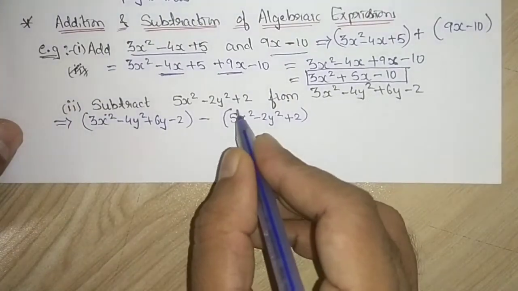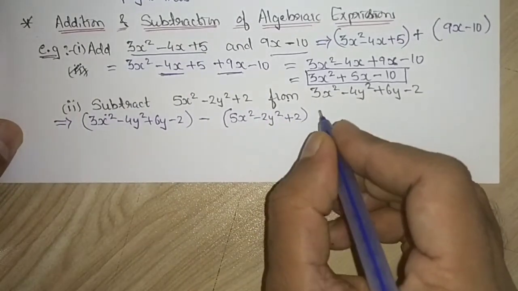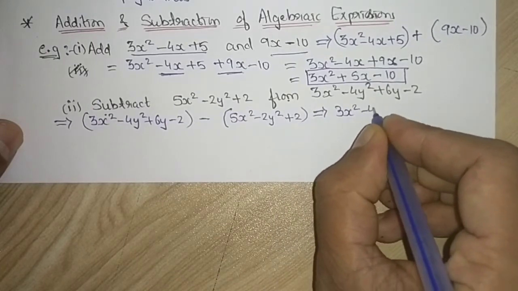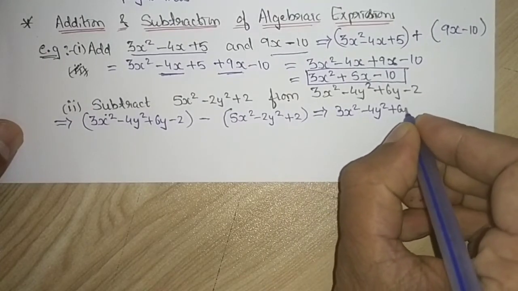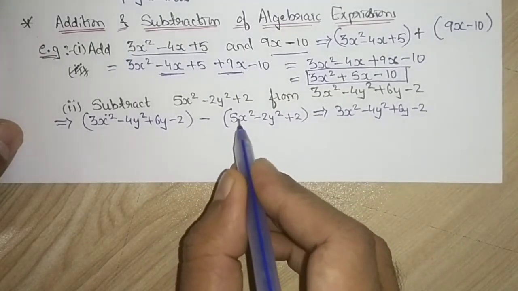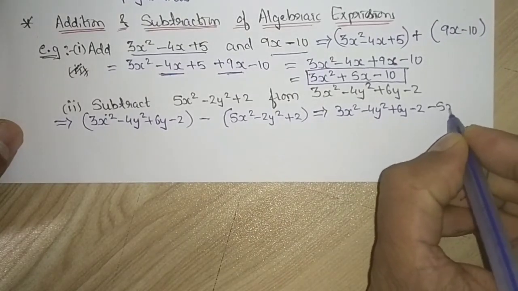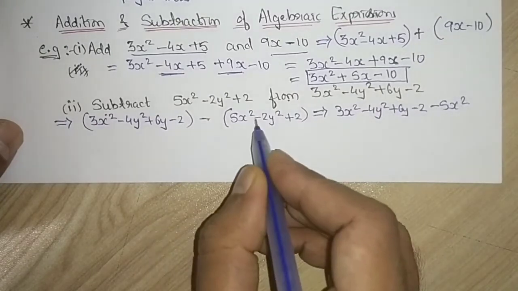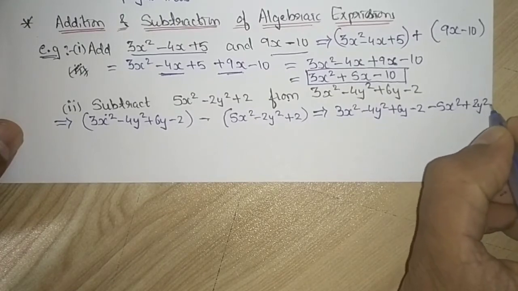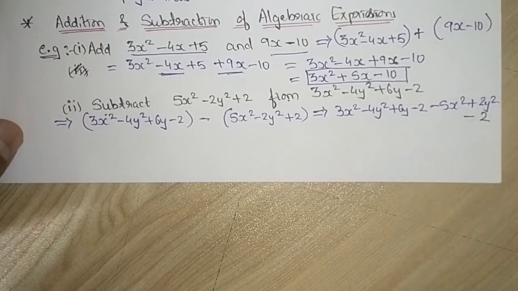When you open this bracket, this sign will not change, but this sign will change. So we will write as it is, that implies 3x square minus 4y square plus 6y minus 2. When I am opening the bracket, this is plus 5x square, so it will become minus 5x square. Minus into minus will become plus 2y square, and minus into plus will become minus 2.